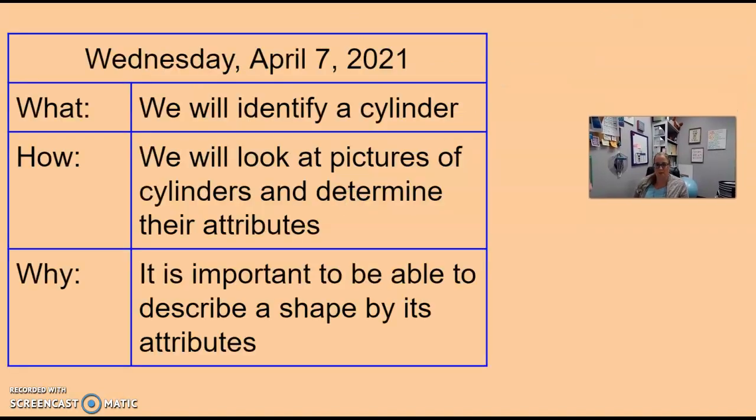So let's review what we talked about today. Today we identified a cylinder. We looked at pictures of cylinders and determined their attributes. And we did this because it's important to be able to describe a shape by its attributes.